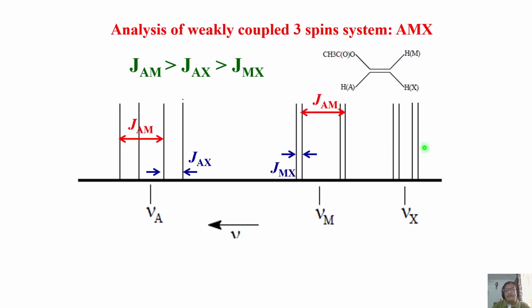Now what about the X? X can have one vicinal coupling. This is of this order. And then in addition to that, it has a geminal coupling. That's why from this to this, if you measure, that is a geminal coupling, or from the center of this doublet to the center of this doublet, you measure, it is a vicinal coupling, and each doublet is split into a doublet because of geminal coupling with M. And this is what is JX.